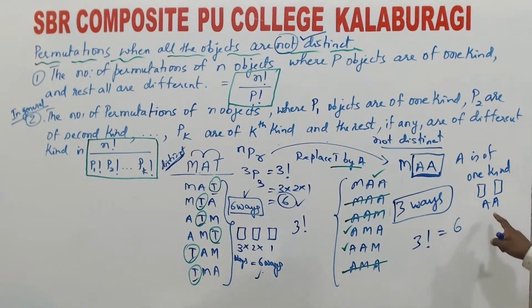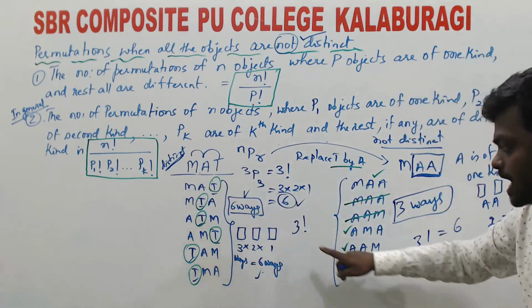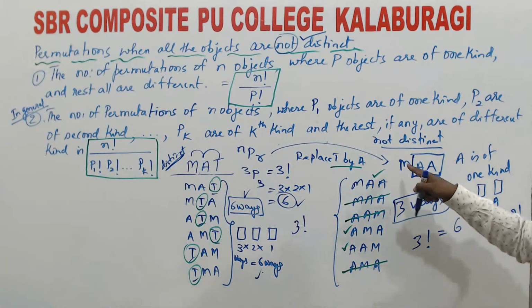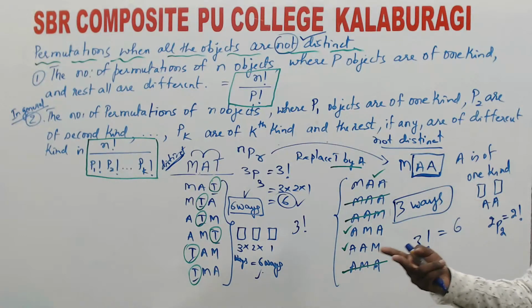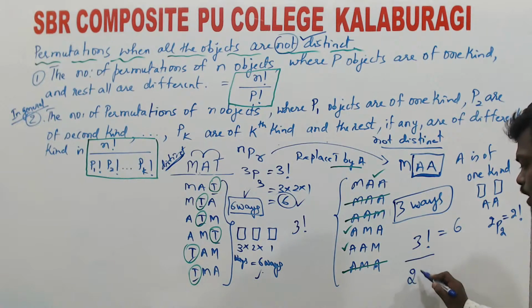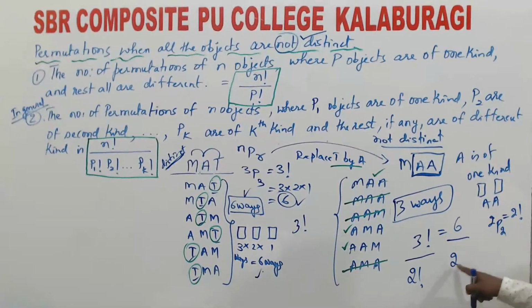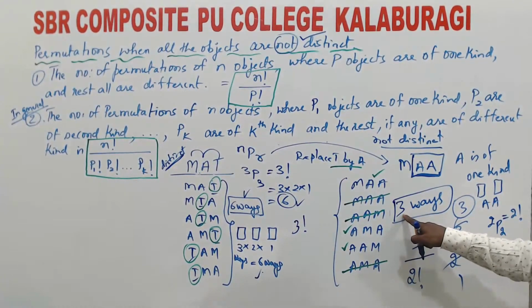So we have 2 A's. These two letters can be arranged among themselves in 2P2 ways, that is 2 factorial. If all the objects were distinct, our answer would be 3 factorial, or 3 into 2 into 1, which is 6. But here, since A is occurring twice, we divide by 2 factorial. 2 factorial is nothing but 2. So 6 divided by 2 gives 3, which is our answer.